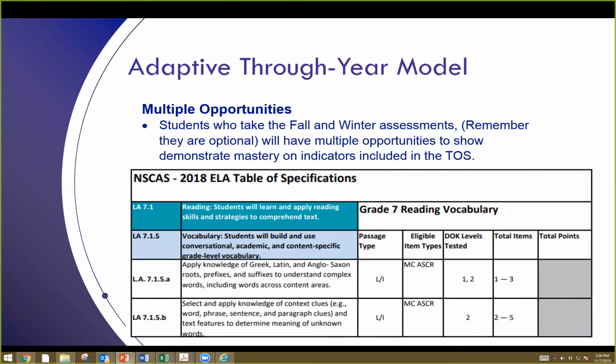And so overall, students will have multiple opportunities to show us they have it, but once they have it, they may be able to show us that they still have it and then move on, so that they're not spending as much time doing repetitive types of testing from administration to administration.